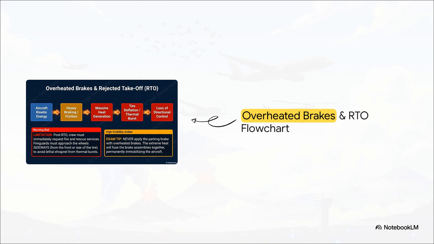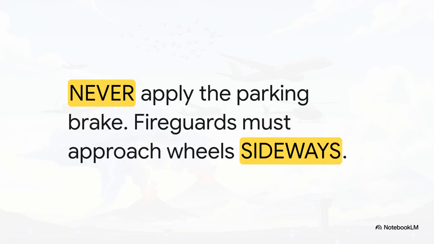And of course, sometimes we never even leave the ground. A rejected takeoff, or RTO, at high speed means we are forcing the aircraft's massive kinetic energy to dissipate almost entirely through the brakes. Heavy braking creates incredible friction, which translates into massive heat generation. This extreme heat can lead to rapid tire deflation, total loss of directional control, and incredibly dangerous thermal bursts. Which brings us to a crucial, life-saving safety limitation.